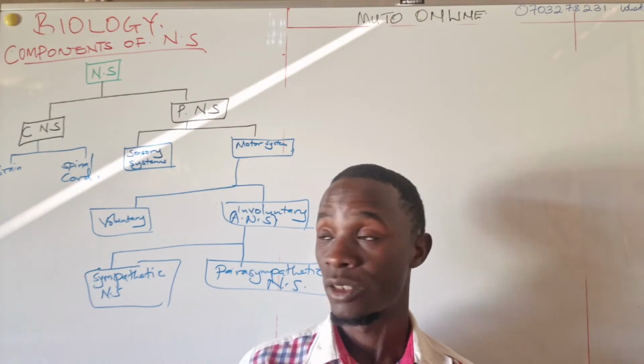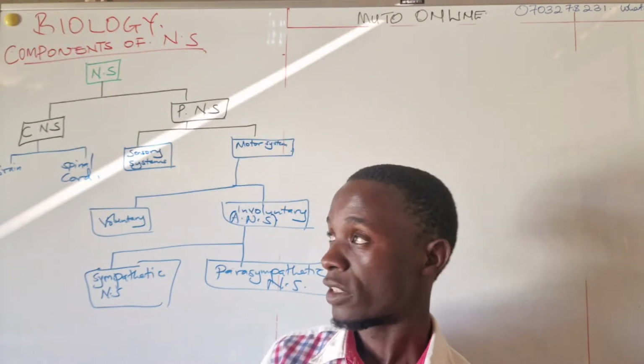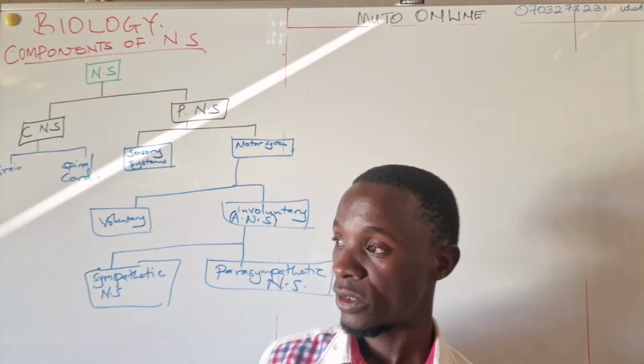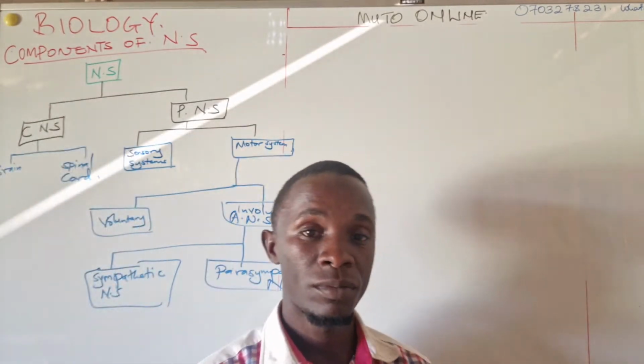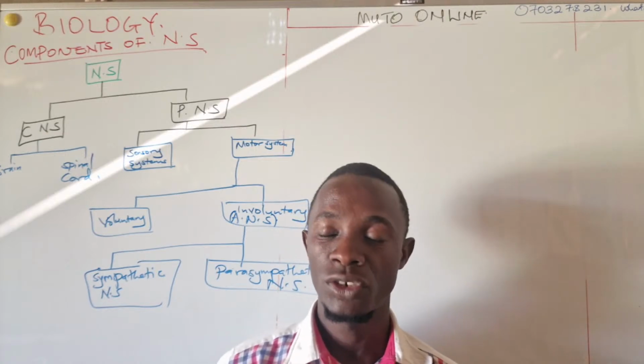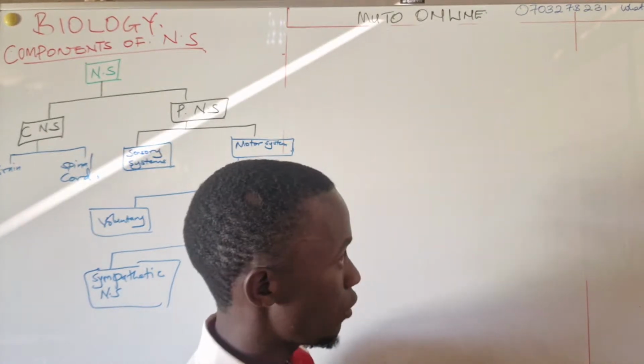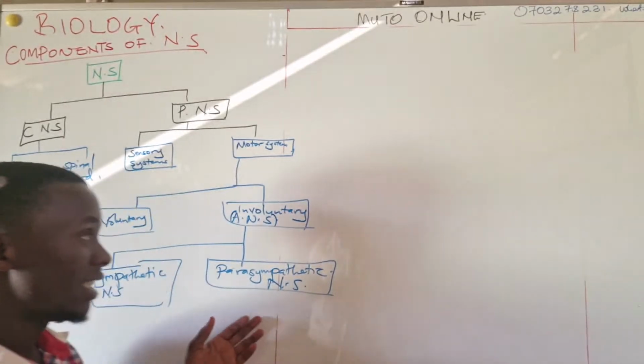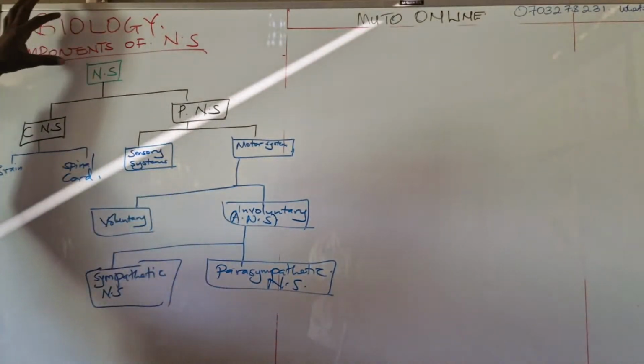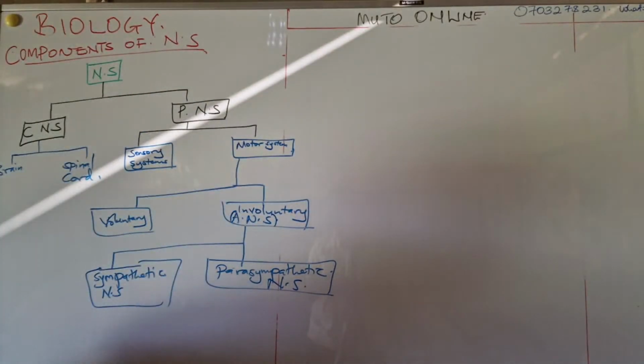Back online again for the same course, biology, continuing with our nervous coordination. We are going to look at the details of the nervous system, the components of the nervous system. We looked at the cells that make up the nervous system, where we looked at the receptor cells, the effector cells, and the nerve cells we call the neurons.